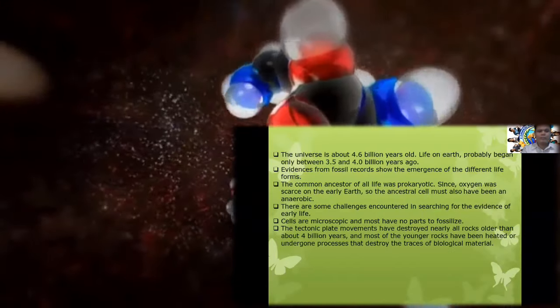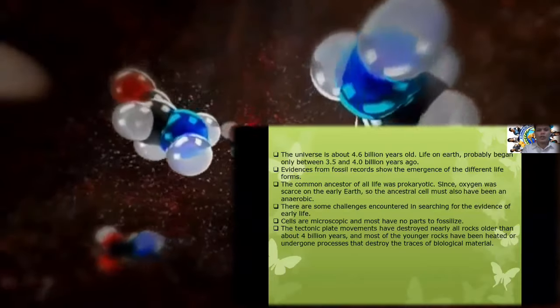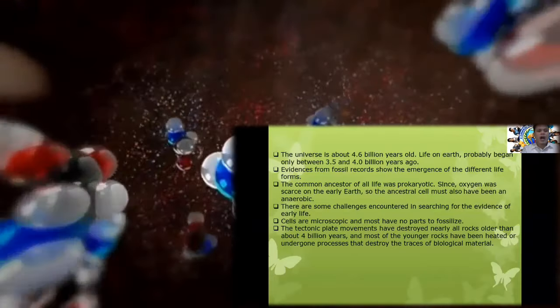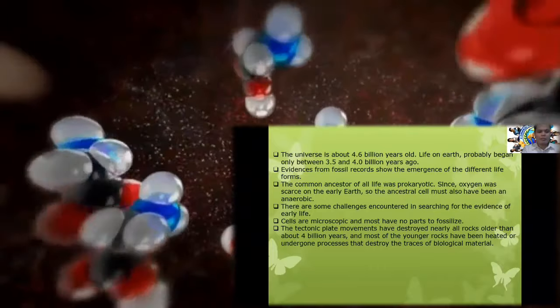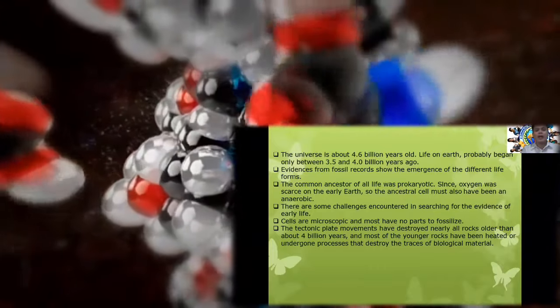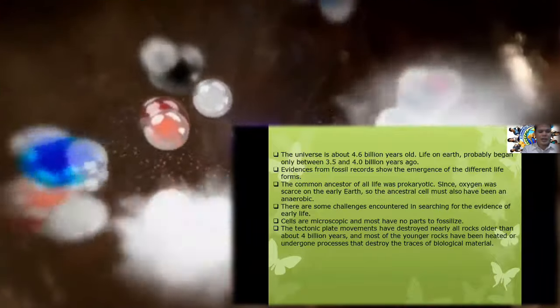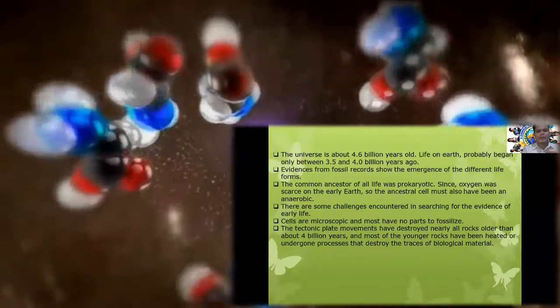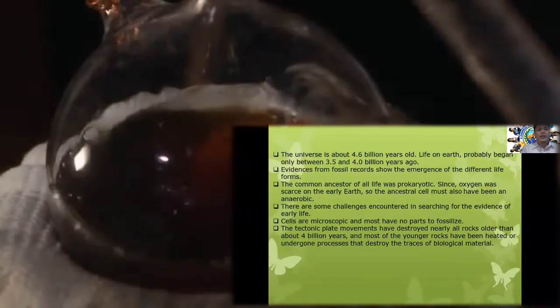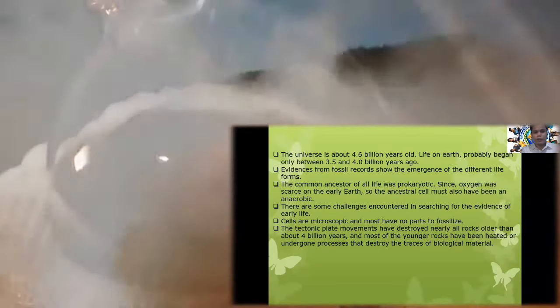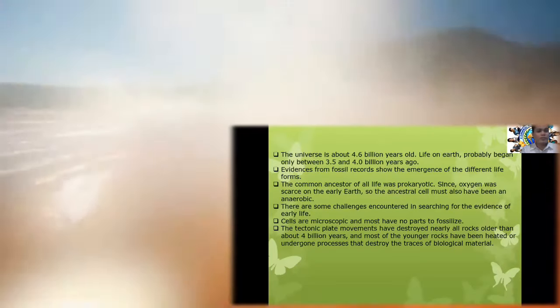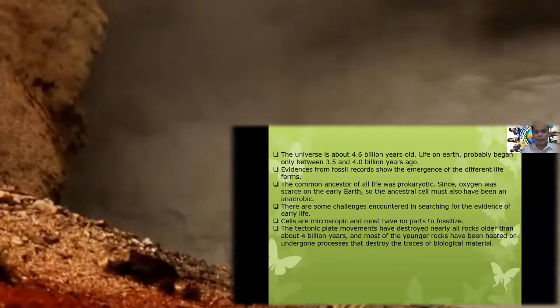The tectonic plate movements have destroyed nearly all rock older than about 4 billion years, sabi po ng mga geologists. And most of the younger rocks have been heated or undergone processes that destroy the traces of biological material. So dun sa grade 9, naalala ko po, because of the tectonic plate movement daw.